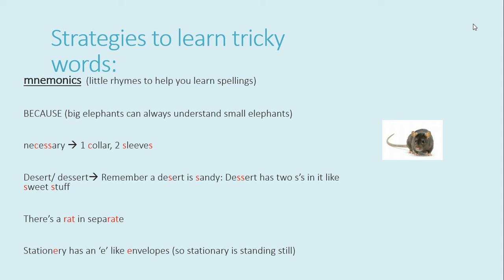Another way to think of things, sometimes you might see words within words, such as there is a rat in the word "separate". And again, little things like the word "stationery" has an E in it, E like envelope. So we're talking about things like notepads, pens, envelopes. E for envelopes, stationery. Whereas "stationary" with an A is about standing still. So again, there is a difference, even though there's just a slight difference in spelling, completely different meaning for the words.